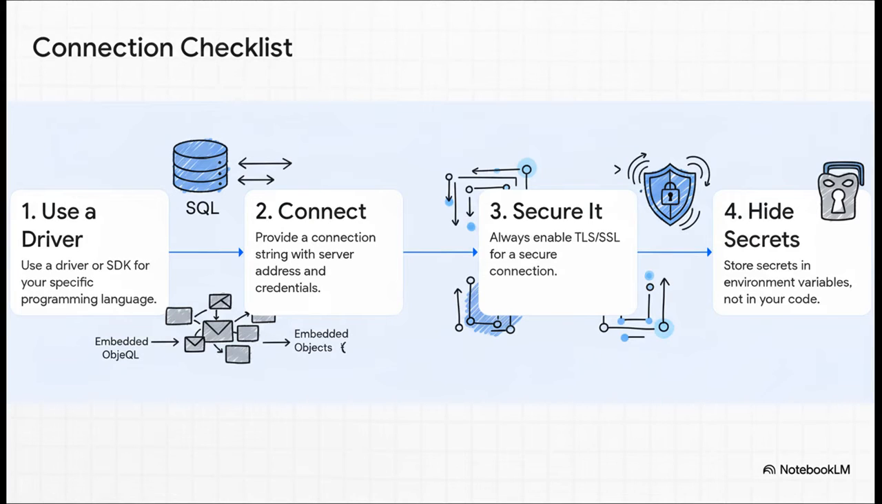You'll give it a connection string, which is basically the database's address and your login info. Always enable TLS/SSL to encrypt everything. And here's a pro tip. Please listen, never, ever hard-code your database passwords in your source code. Use environment variables. Finally, you'll want to set up connection pooling to manage connections efficiently and configure timeouts so your app doesn't just hang forever if the database doesn't respond.